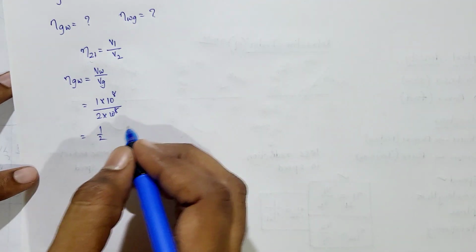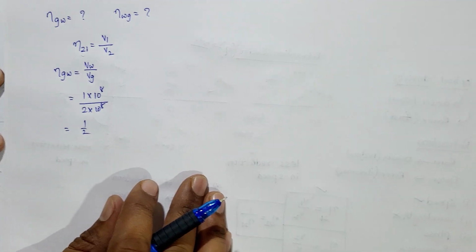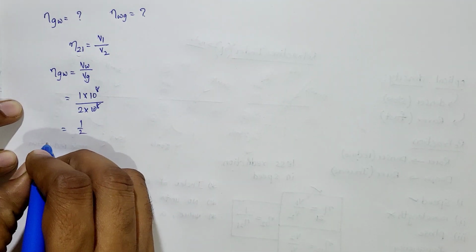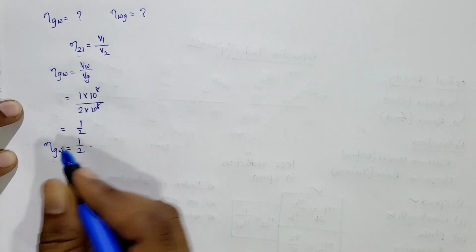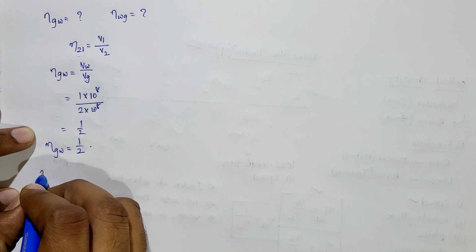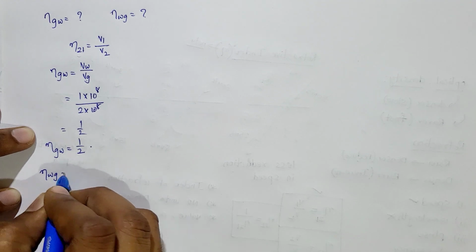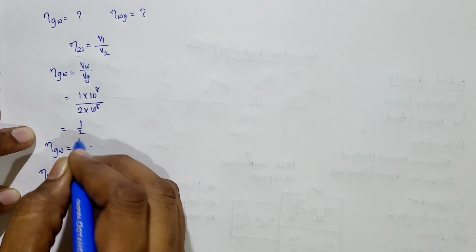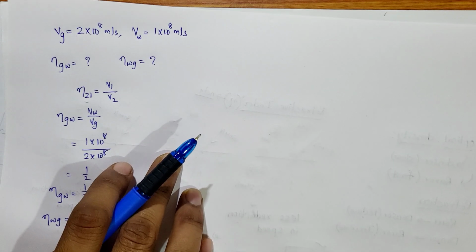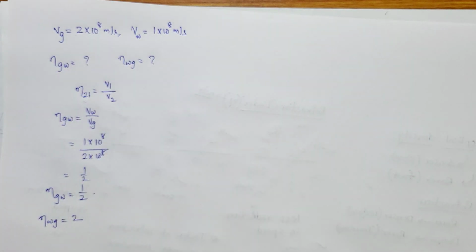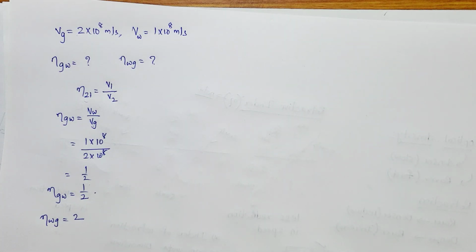So refractive index of glass with respect to water is 1 by 2. Now if you want to find refractive index of water with respect to glass, it will be 2, the inverse of 1 by 2. Okay? So this is a simple problem. These values I have taken to make you familiarize with the problem. Now this is about the refractive index.